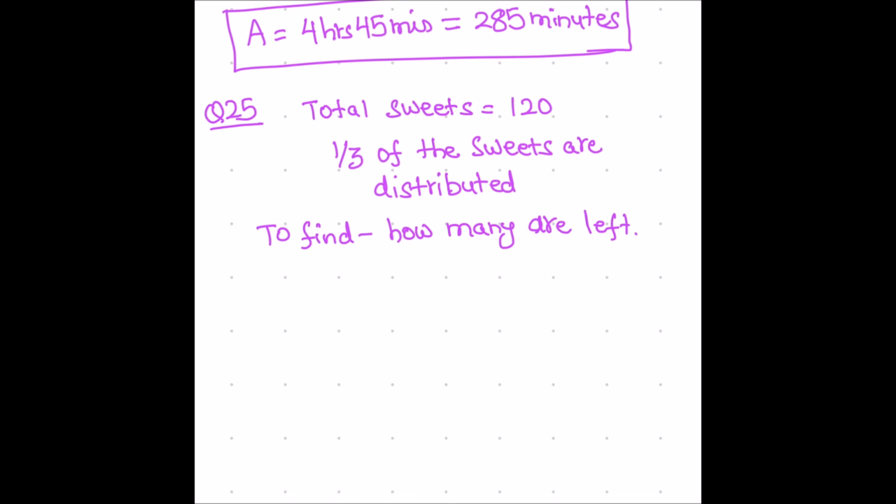So total sweets is 120, 1/3 of the sweets are distributed. So we'll find 1/3 of 120, which equals, we'll divide 120 by 3. 3 times 4 is 12. So this is 40. So 40 sweets are distributed.